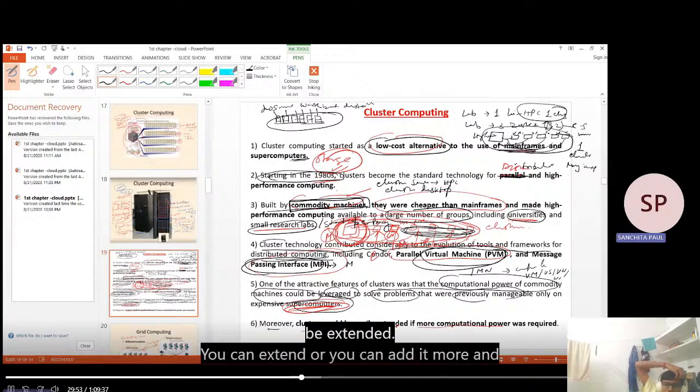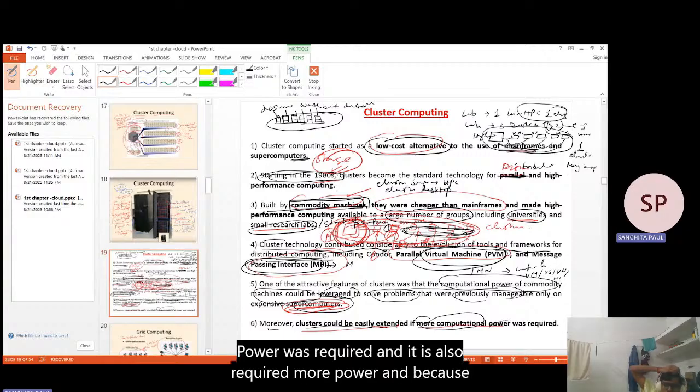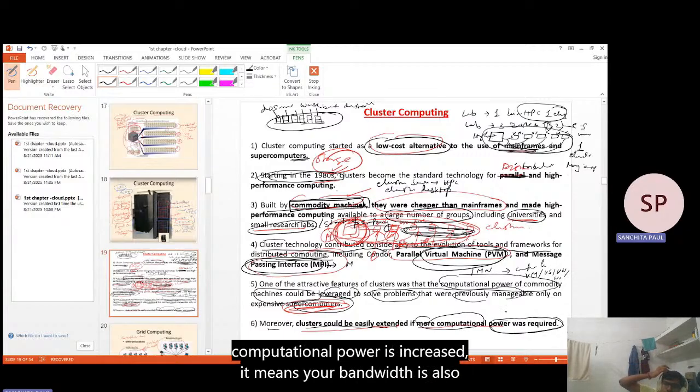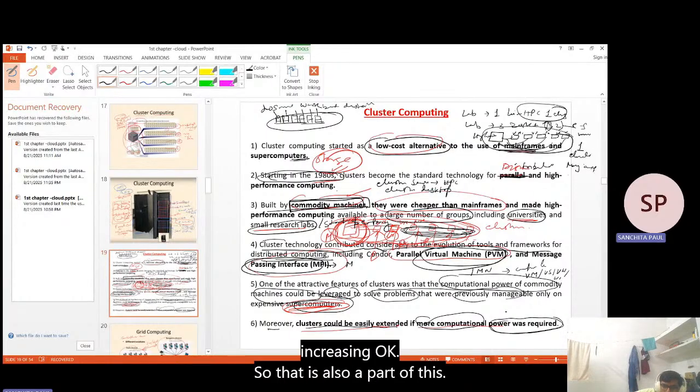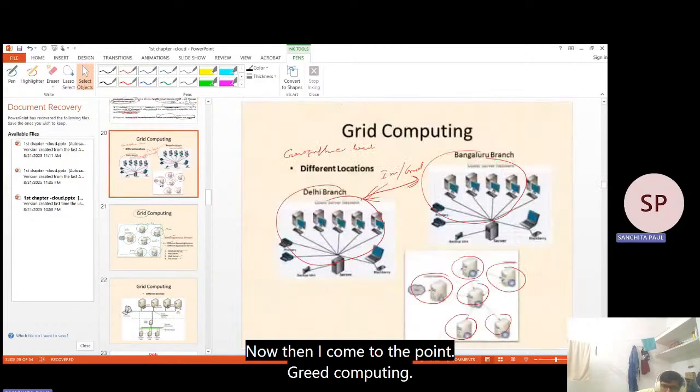Moreover, the cluster can be easily extended. The number of virtual machines can be extended; you can add more and more virtual machines, so your computational speed will increase. More power is required, and because computational power is increased, your bandwidth is also increasing. That is also a part of this, and I will come to it later when I go to network virtualization. Now I come to grid computing.